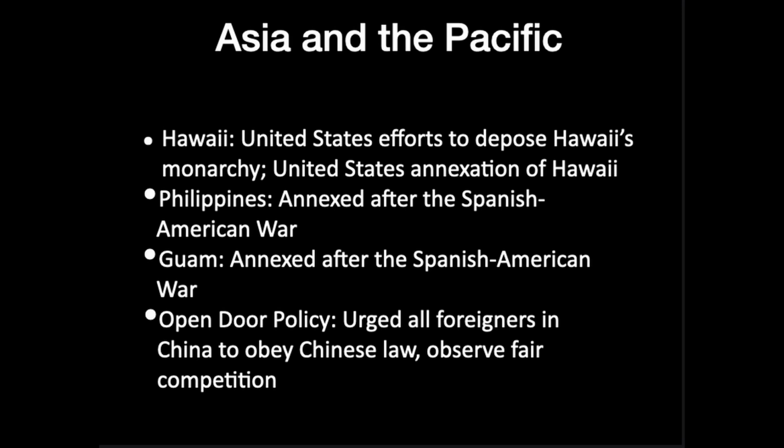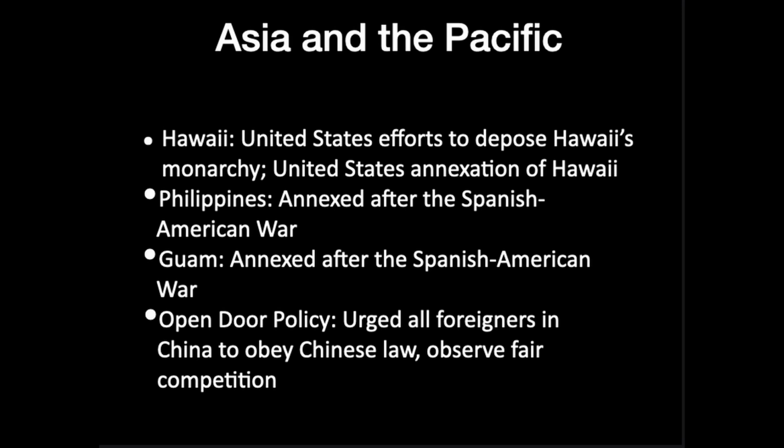Then we have the Philippines, annexed after the Spanish-American War. So again, another time that we're using the word annexed. Then we have Guam, once again, annexed after the Spanish-American War. So for all three of those, Hawaii, Philippines, and Guam, this is kind of the result of the Spanish-American War and the United States gaining and becoming more powerful.